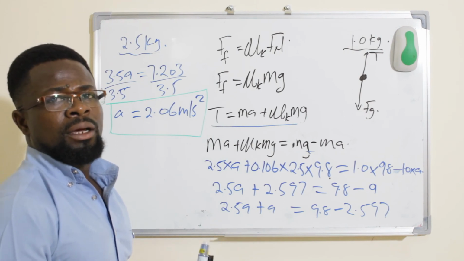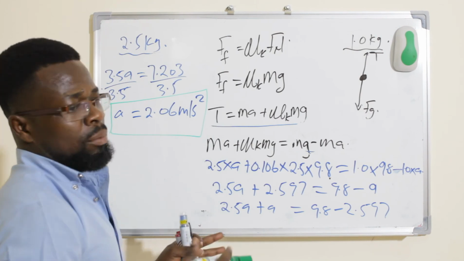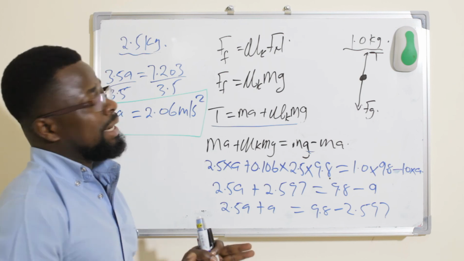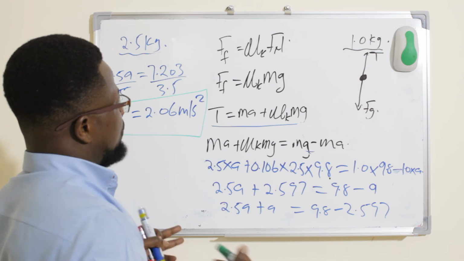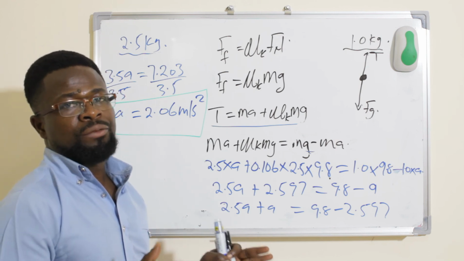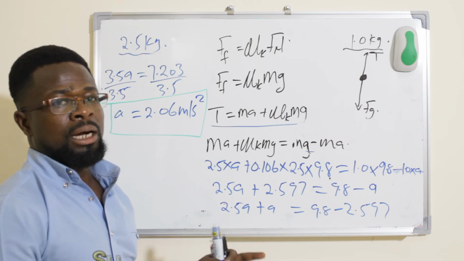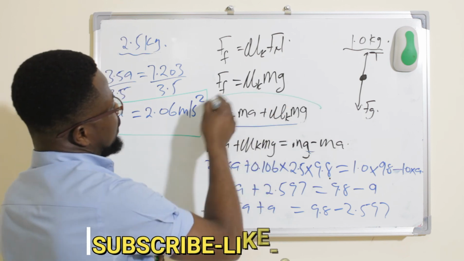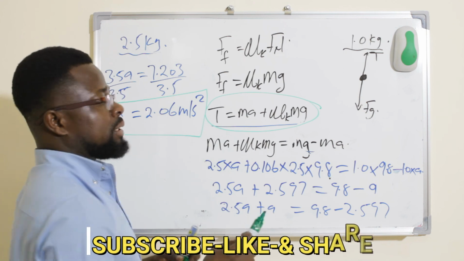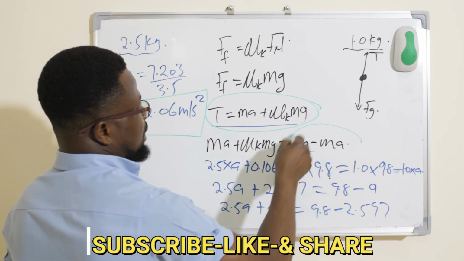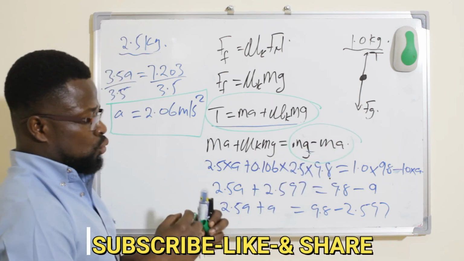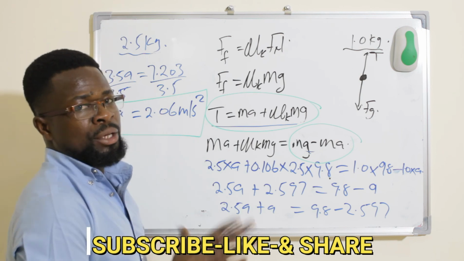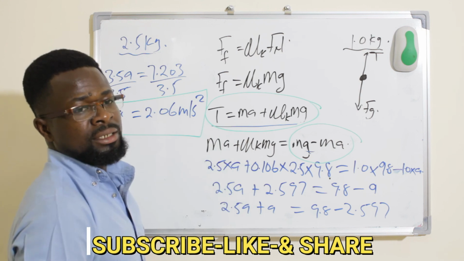Okay, so let's solve number 2. Number 2 wants us to find the tension in the cord. To find the tension in the cord, I can make use of any of the equations for the tension, and that will give me the answer that I'm looking for. So I can decide to use this, which is one of the equations for the tension, or the one that says tension is equal to this. Any of these two should give me the same answer. So let's try and see by using the two and see if we're going to get the same answer.